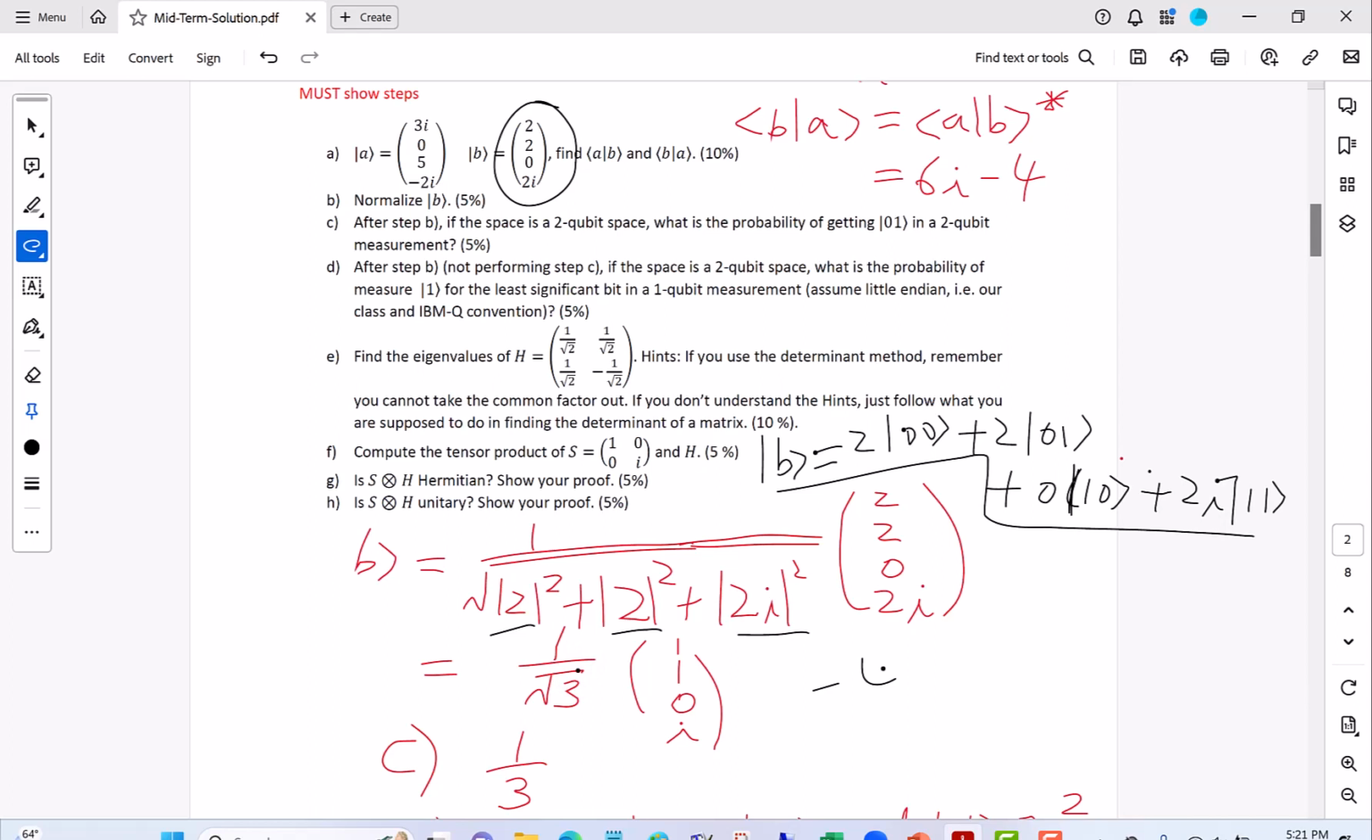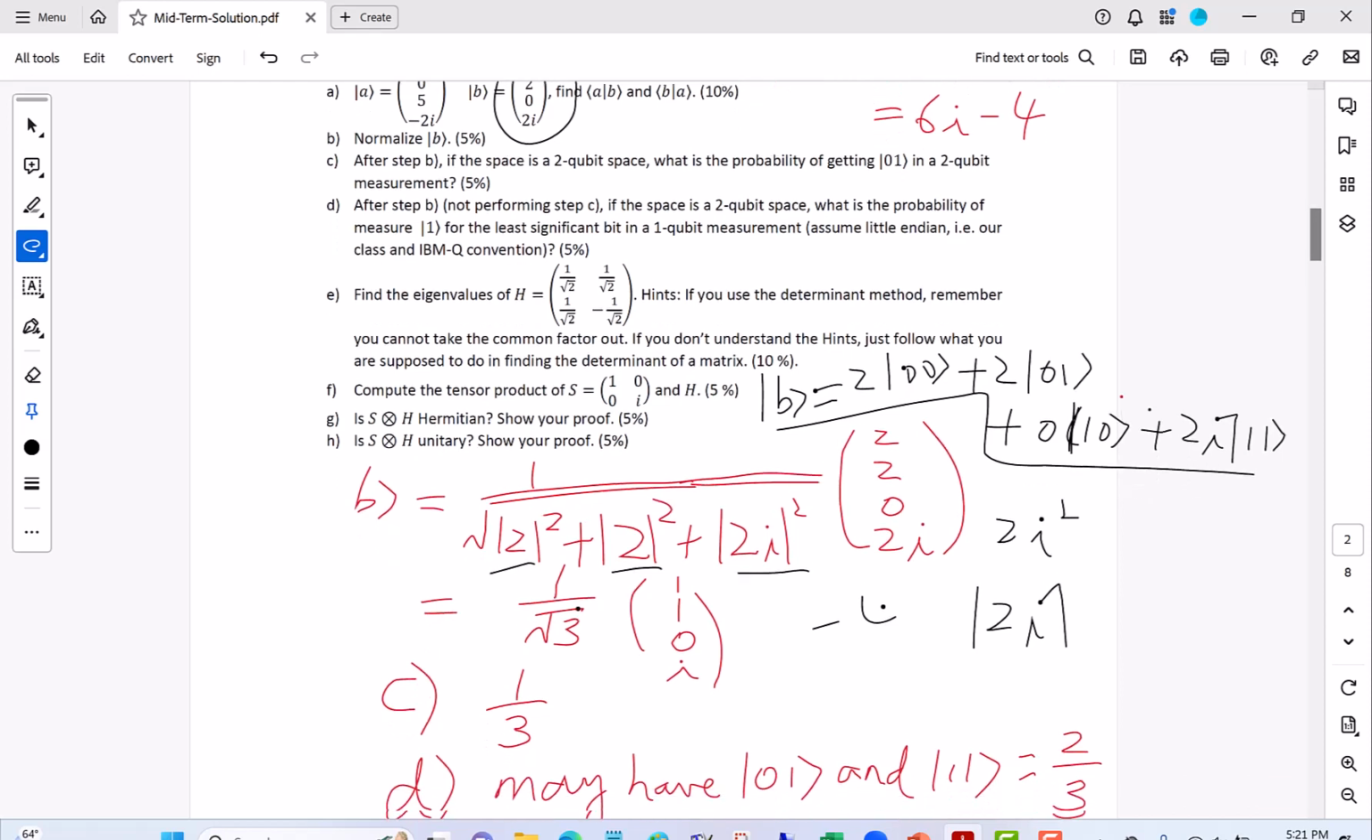Yeah, no, not just negative. This is the magnitude. Magnitude of 2i is 2, right? Magnitude. Okay? But some people just do 2i squared. Then they get negative 4. Okay?